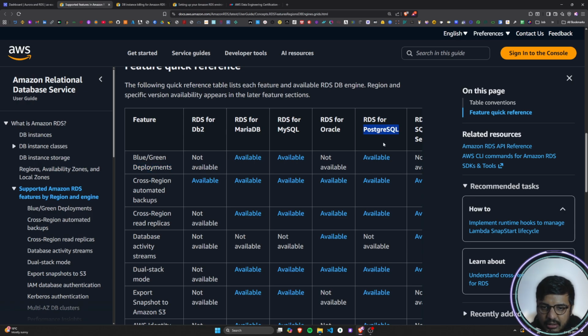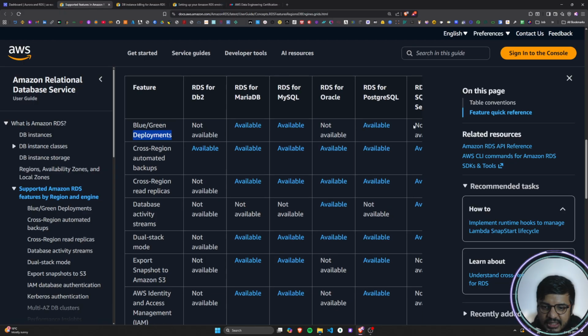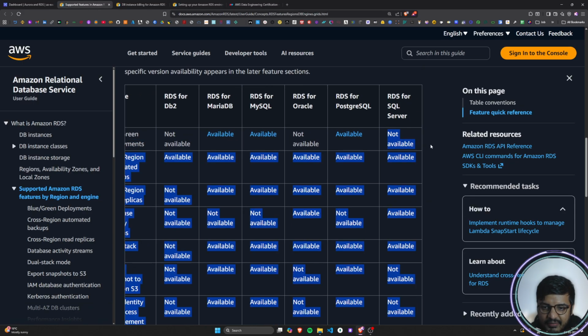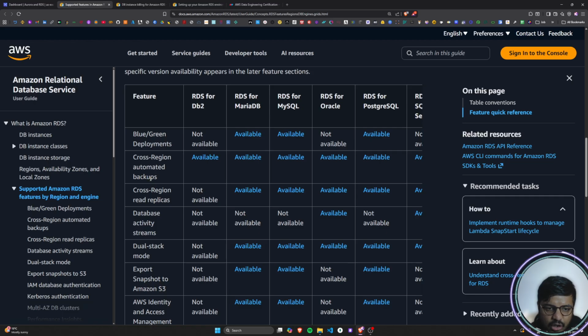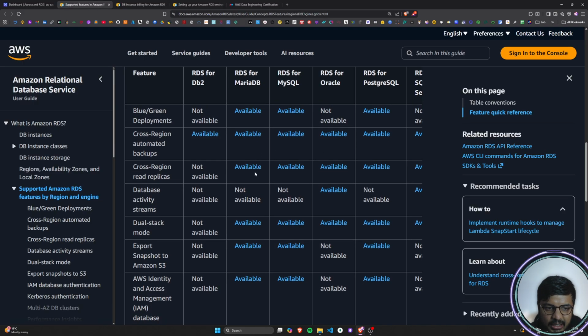PostgreSQL blue-green deployment is available, and SQL Server blue-green deployment is not available, right? Again, cross-region automated backups, for all the database engines, it is available. Then cross-region read replicas. So apart from DB2, it's available for all the database engines.